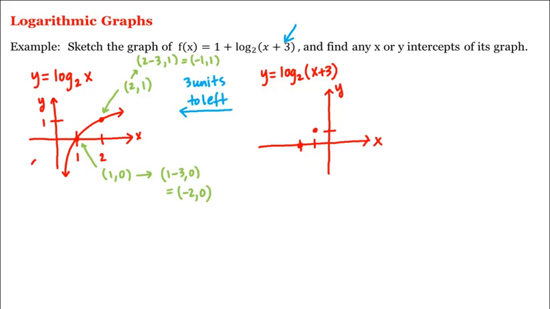Now remember, we originally had a vertical asymptote here at x = 0. So if we're shifting everything to the left 3 units, then the vertical asymptote will be shifted to x = -3. So therefore, log base 2 of (x + 3) will look like this.